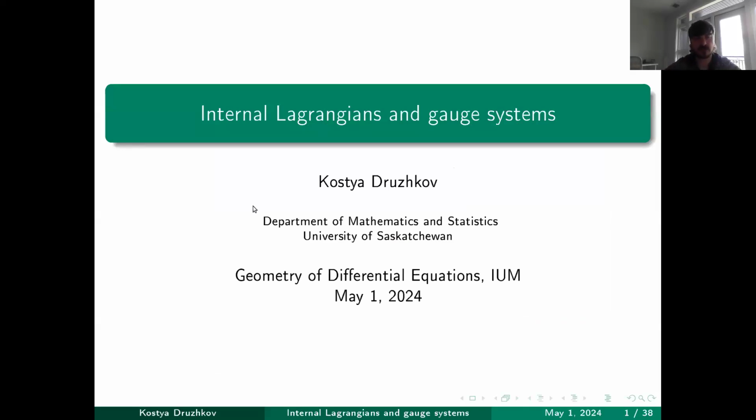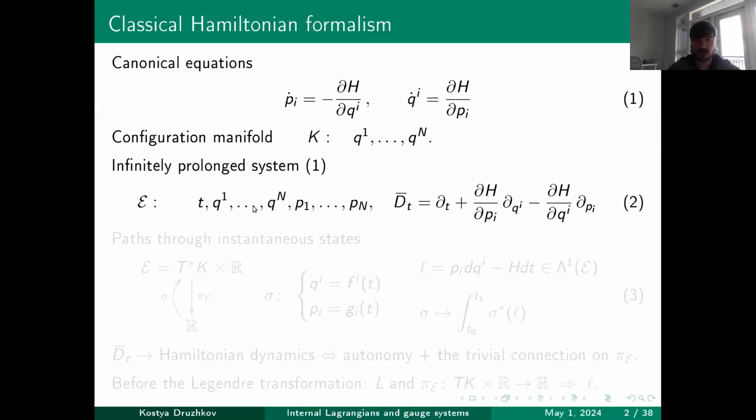And let us begin with classical Hamiltonian formalism with canonical equations that arise in classical mechanics, mechanics of particles. So equations 1 are Hamiltonian equations for Hamiltonian H. Here we have some configuration manifold of the corresponding mechanical system. Local coordinates on this configuration manifold are q1, etc., qn.